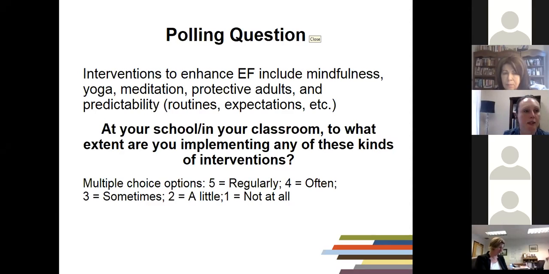Okay, so here are our results. 8% are using these kinds of interventions regularly, 42% use them often, about a quarter of folks use them sometimes or a little, and 0 use them not at all. That's awesome.